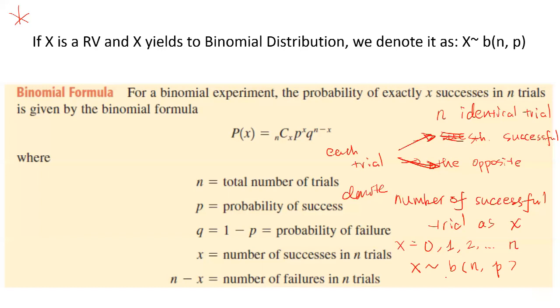Understand? And if X follows a binomial distribution, the probability of X being any value k, for k equal to 0, 1, 2 until n, is given by this formula, which is C(n,k) p^k (1-p)^(n-k). Understand? Any questions? Okay.